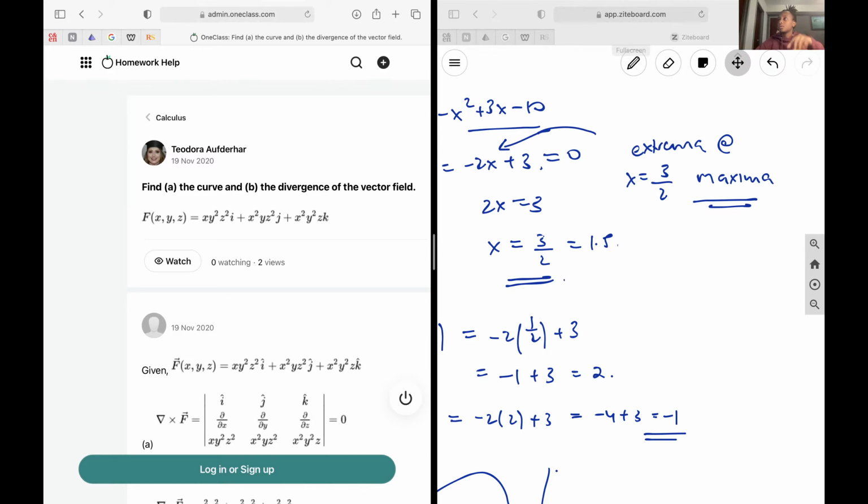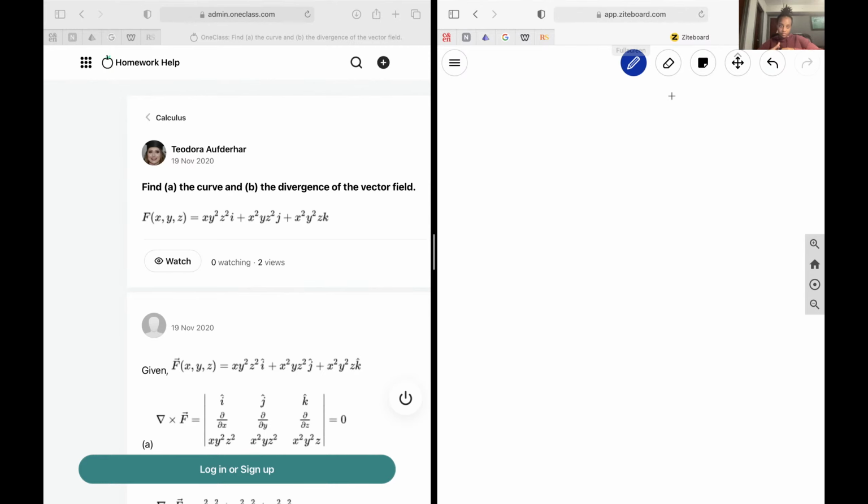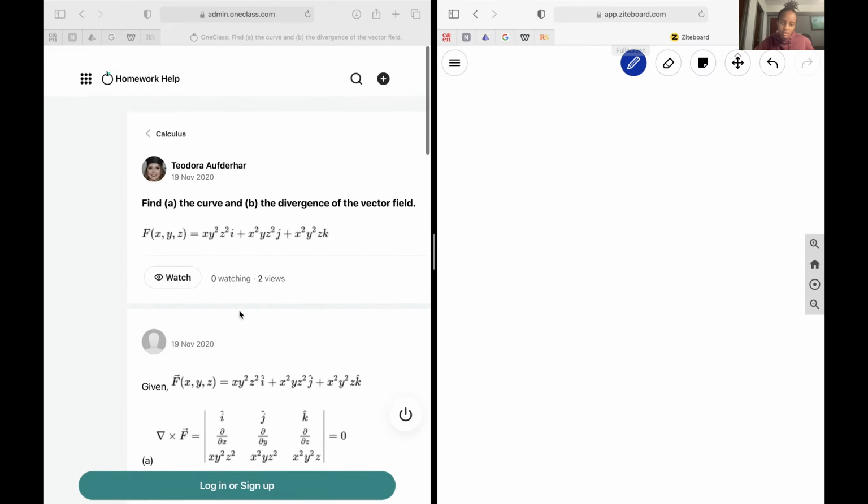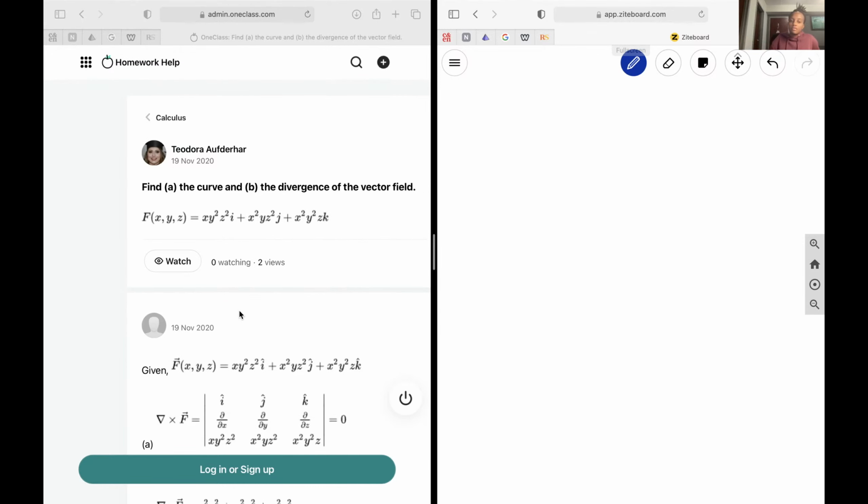Okay, last up, I think we have a divergence question. So let's just briefly discuss what divergence is. I think the question meant to state the curl and the divergence. Okay, so curl and divergence measure things on vector fields.